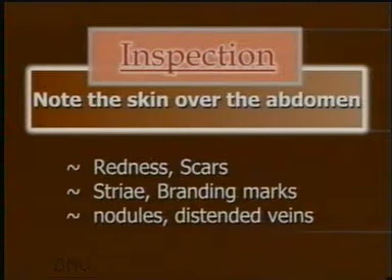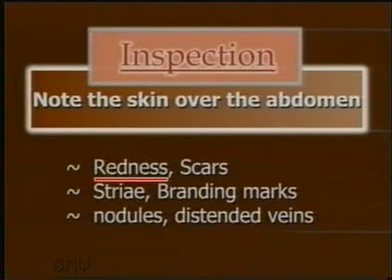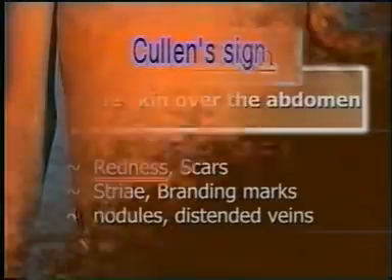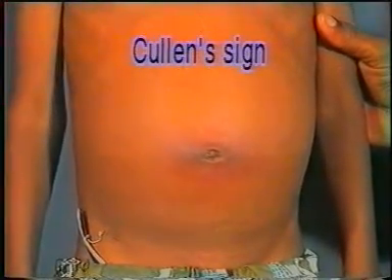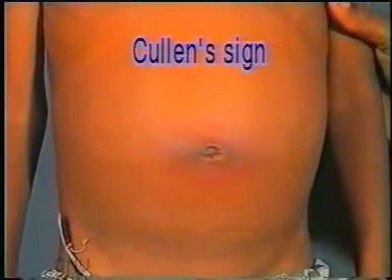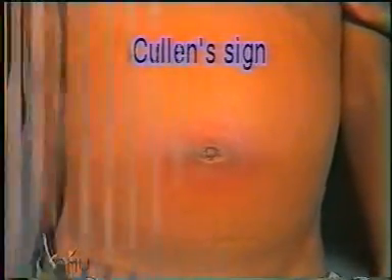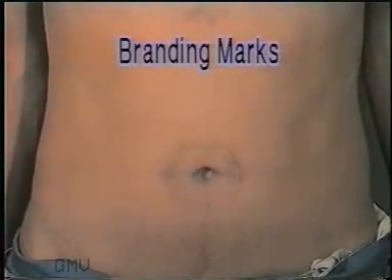Now inspect the skin over the abdomen for redness, scars, striae, branding marks, nodules and dilated veins. Redness over a lump suggests local inflammation. Redness of skin around the umbilicus in an acute abdomen suggests acute hemorrhagic pancreatitis, termed as the Cullen's sign. Branding marks usually suggest presence of chronic or long-standing pain.